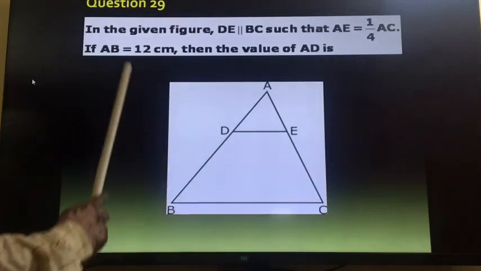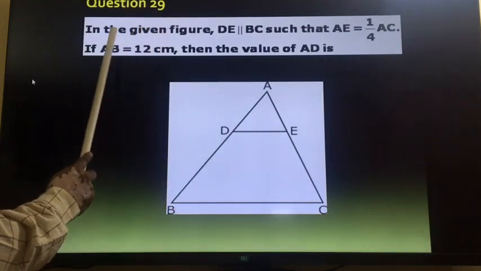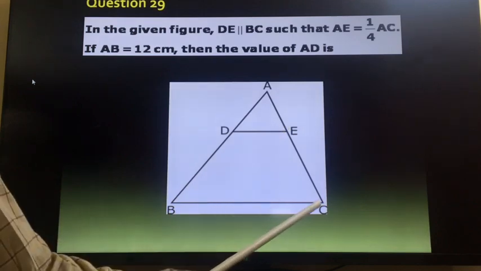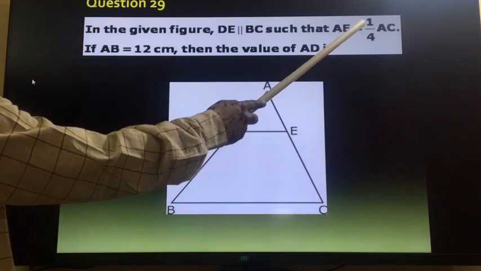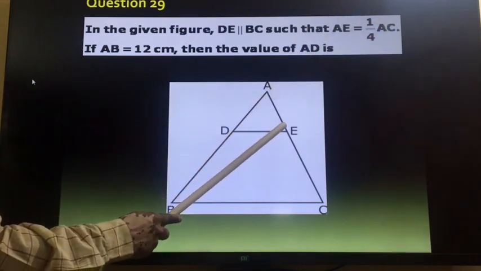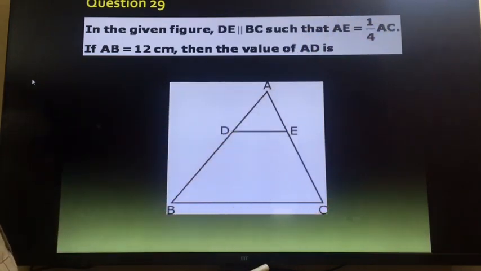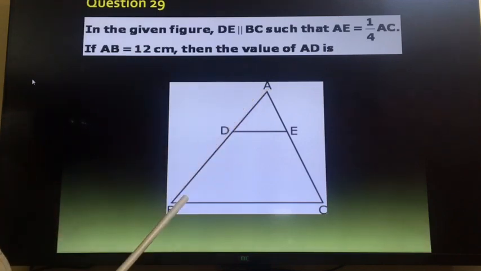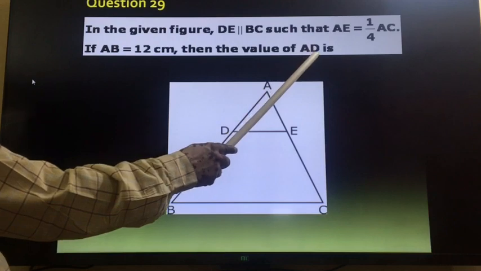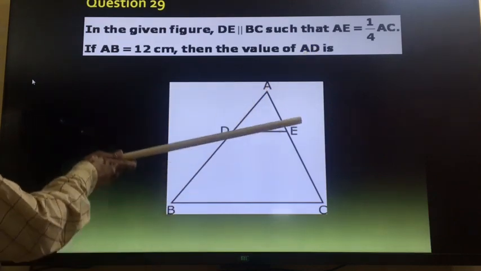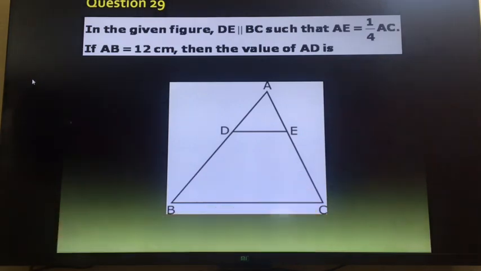Now question number 29. In the given figure, DE line is parallel to BC line and AE is equal to 1 by 4 part of AC. AE line is 1 by 4 part of full line AC. AB is equal to 12, thus AB total length is 12 given. We have to find out AD. What is AD? So here DE line is parallel to BC.